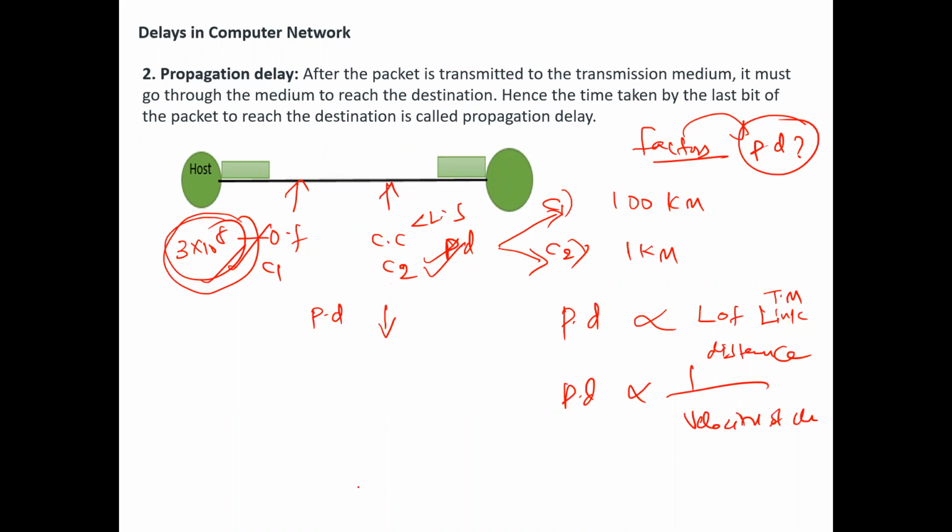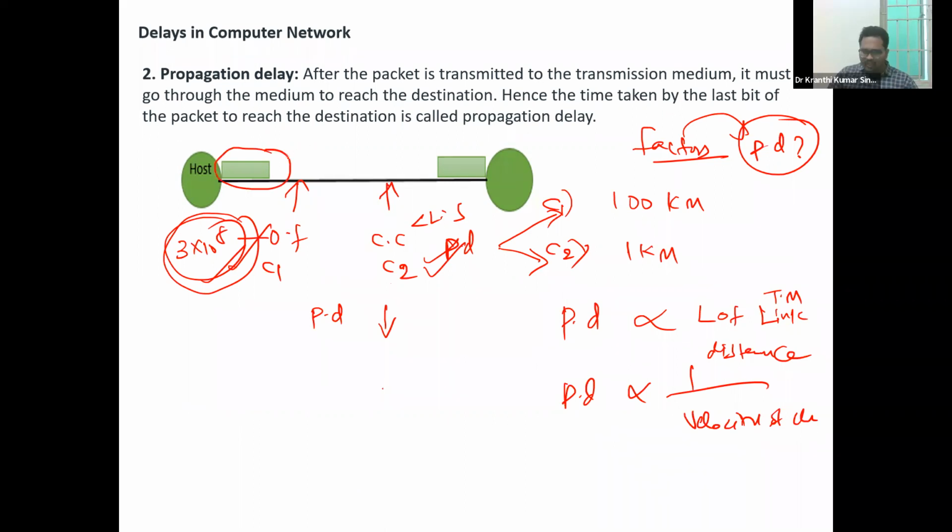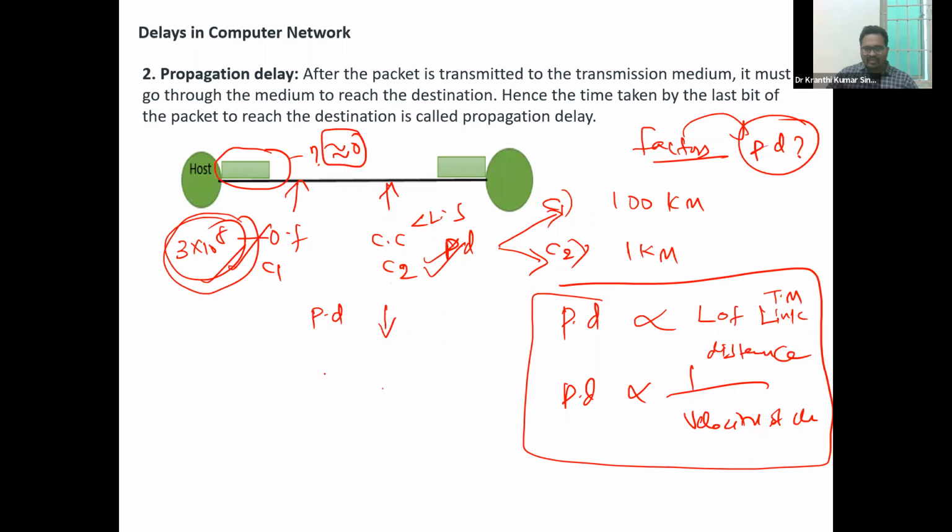And one of the students said that the length of the packet, of course, we need to consider. But compared to these longer distances and higher velocities, it is almost equal to 0. Because if you take 1 minute to reach, the packet length may add 0.001 second. We need to consider this, but it is almost 0. That's why we don't consider the length of the packet.